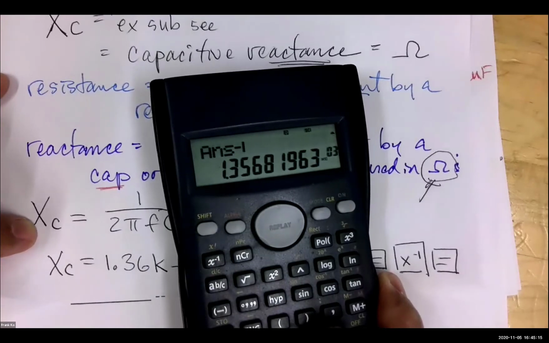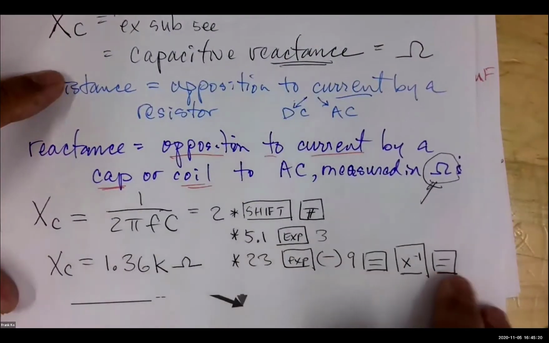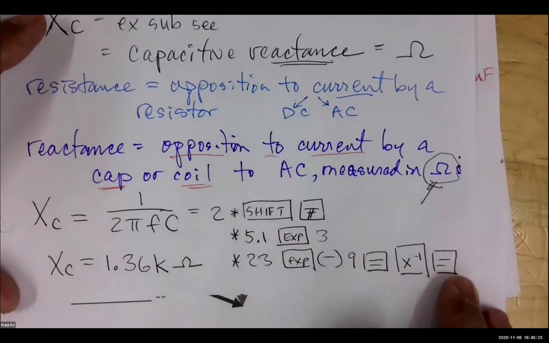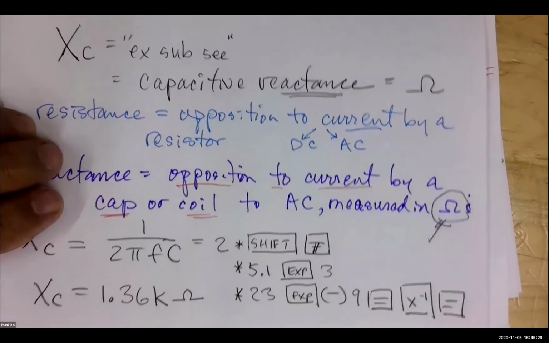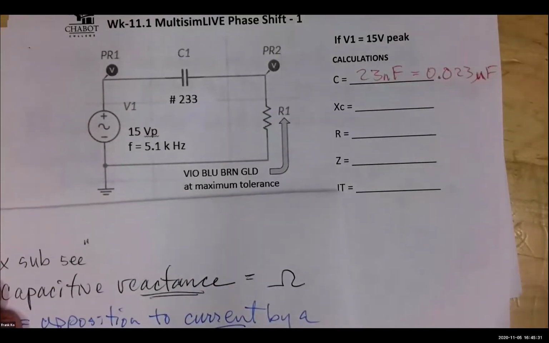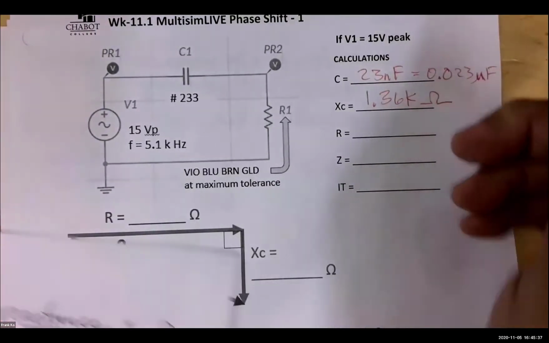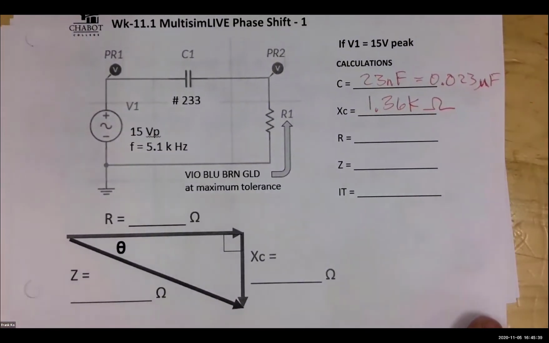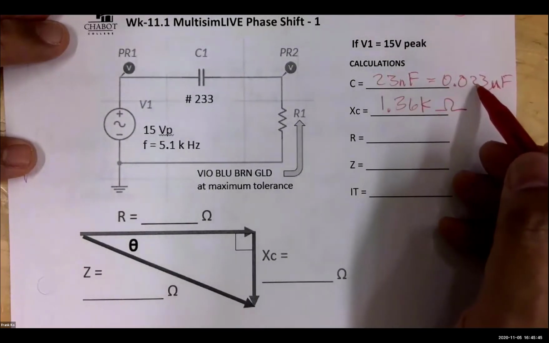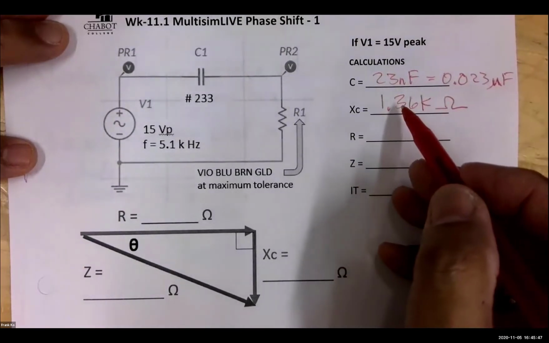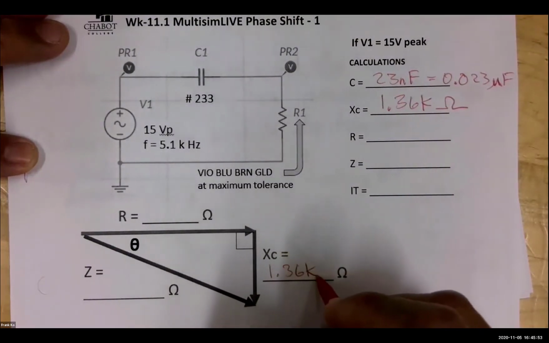So everybody able to confirm that calculation? Give me a thumbs up. If you're not, just follow that keystroke sequence again, and you should be able to get it. So if we can concur that this is your ohms that's demonstrated by your capacitor, we can write that in: 1.36 kilo ohms. So we now have two pieces of the puzzle. We now have the capacitor value, which we needed to calculate capacitive reactance. We can write capacitive reactance right here, 1.36 kilo ohms.